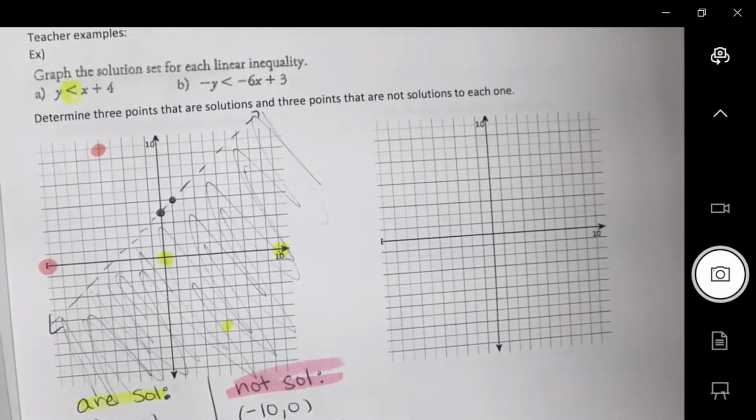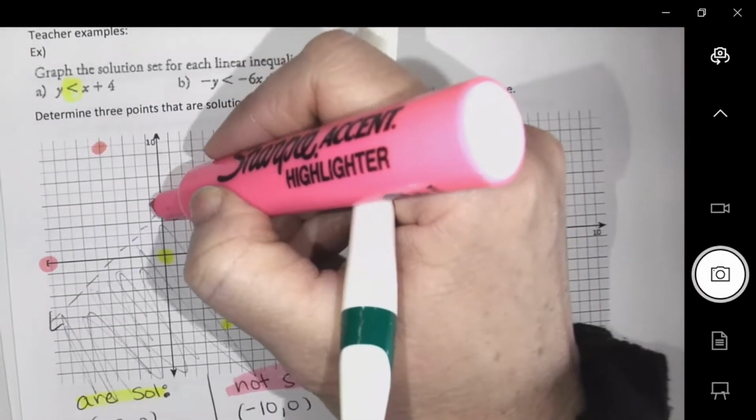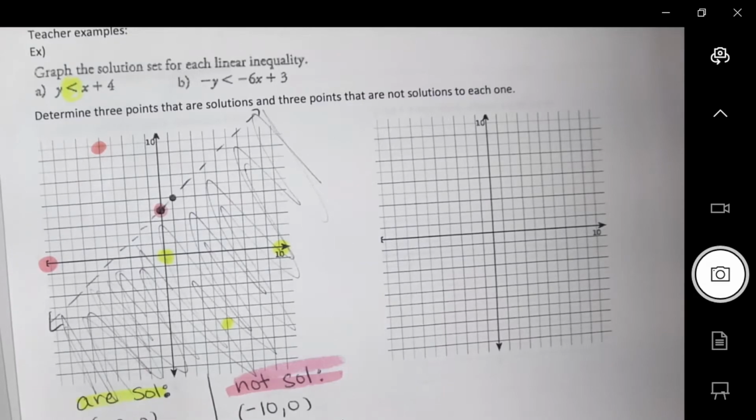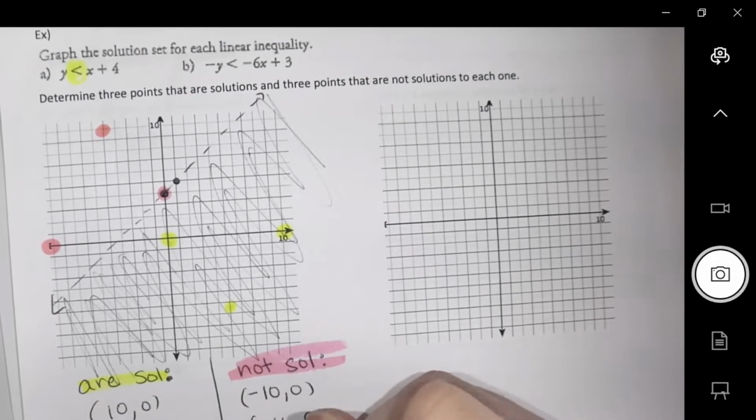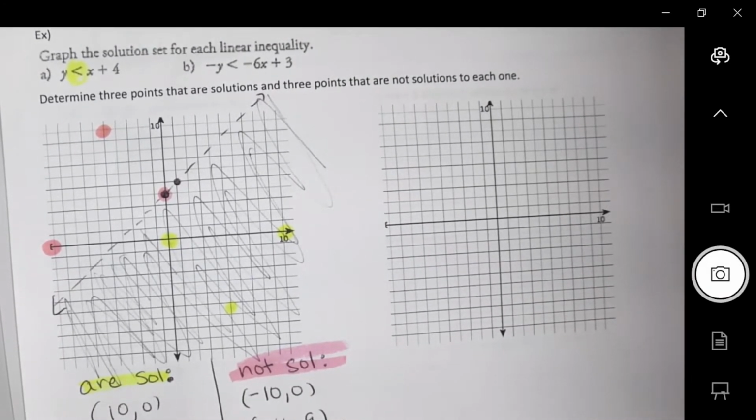Here's another question for you. What about this coordinate? What do you think about 0, 4? Would it work or not? No. Because it's right on that line, and we can't include that line. That's good to know that that is not a solution.